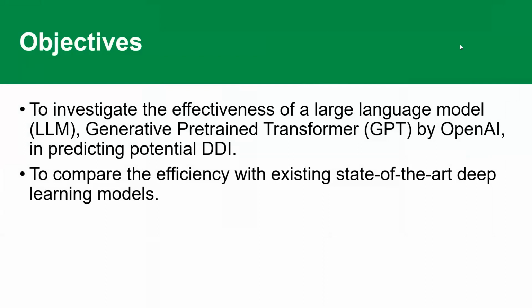So our objective is to investigate the effectiveness of a large language model, generative pre-trained transformer, or we call it GPT, by OpenAI in predicting potential drug-drug interaction from biomedical text, and to compare the efficiency with the existing state-of-the-art deep learning models to figure out if GPT can be good enough to detect drug-drug interaction from given text.